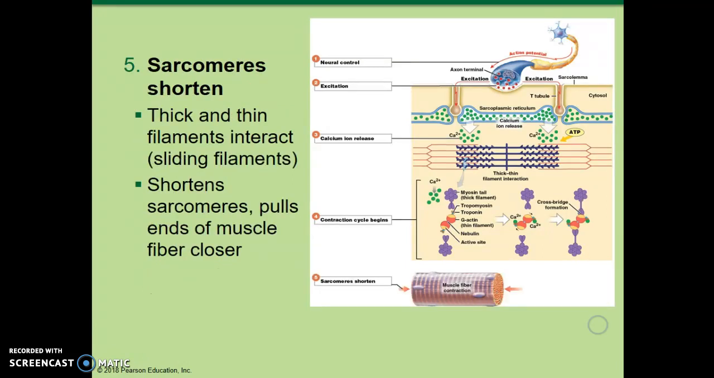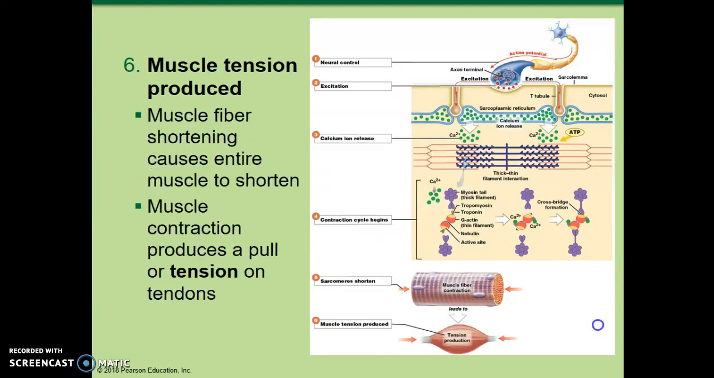5. The sarcomeres shorten. The thick and thin filaments, myosin and actin, interact. They're sliding filaments and they move closer together. This shortens the sarcomeres and pulls the ends of the muscle fiber closer to each other. 6. Muscle tension is produced. The muscle fiber shortening causes the entire muscle to shorten. Muscle contraction produces a pull or a tension on the tendons.